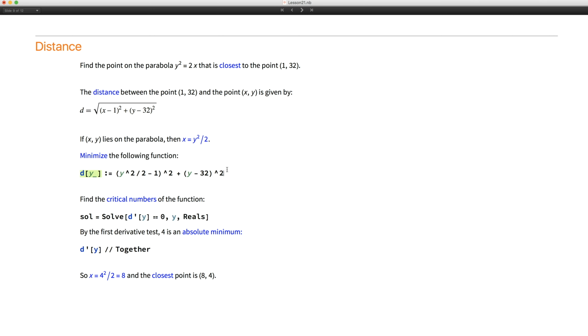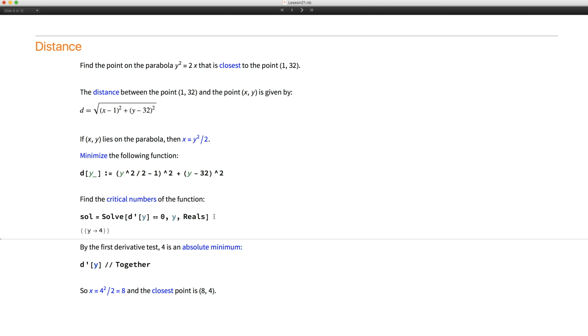Now, I won't worry about the square root sign. That doesn't matter. So you work out the critical numbers and you find there's just one critical number. And if you look at the derivative, you actually see that the derivative is going to be negative to the left of 4 and positive to the right of 4. So you actually have an absolute minimum. So the minimum value will occur when you are at 8, 4, and that's the answer to the problem.